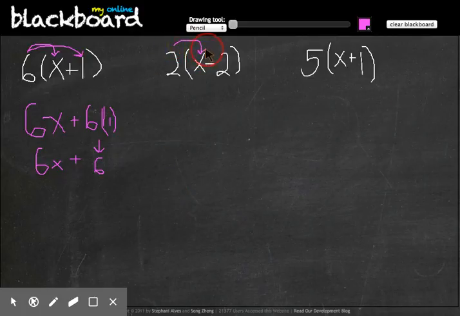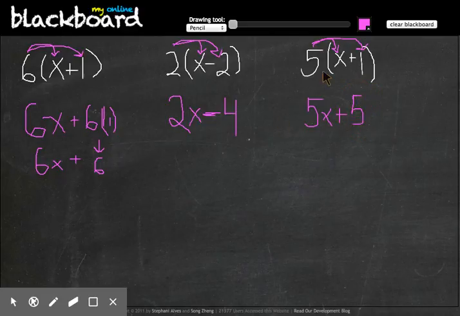Looking at the second one, I'm multiplying 2 times x. Then what sign am I going to have? I'm going to have a subtraction sign. Then I'm going to multiply 2 times 2. 2 times 2 is 4. Next one, we start by multiplying 5 by our first term, x. Then what sign am I going to have? Addition. And then we multiply 5 times 1. Our second term is 1, which is 5.